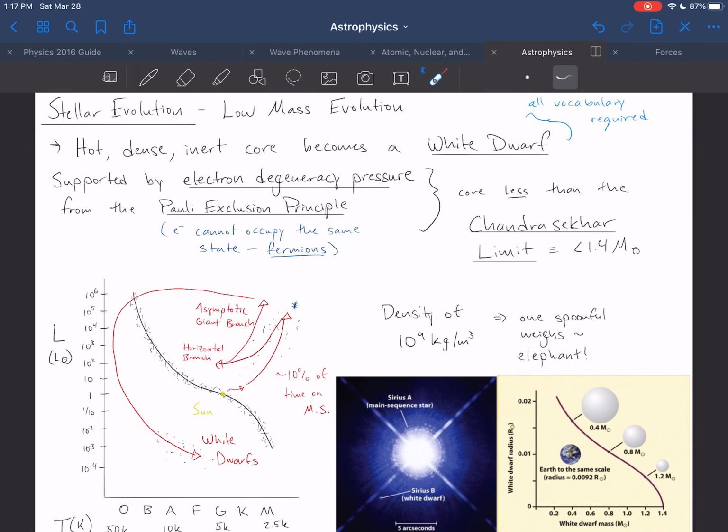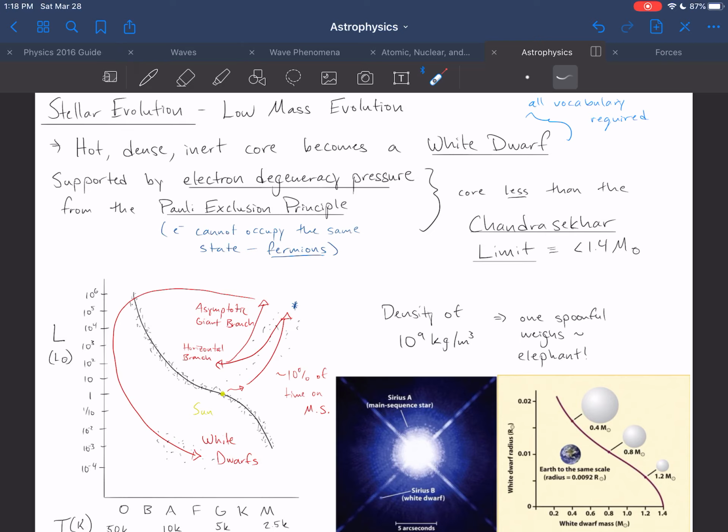But those outer layer nebula are not the only thing that's left. The hot, dense, and inert core, right? Remember that this core was the carbon and oxygen, and there wasn't enough carbon and oxygen to continue to fuse. That core becomes what is known as a white dwarf, or a white dwarf star. You do need to know this particular terminology.